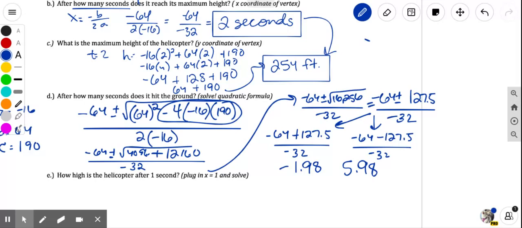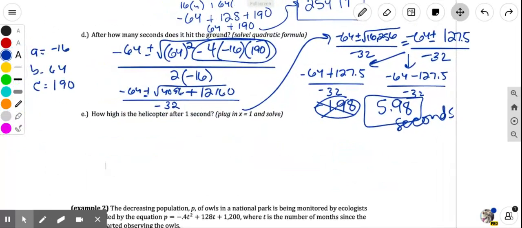So let's think about what this means. The question was, after how many seconds does it hit the ground? So could we have negative seconds? No, it doesn't make sense to have negative seconds. So this is your answer. We would say that it reaches the ground after about 5.98 seconds, or if you said about 6 seconds, that would be okay. So anytime it's asking how long is it in the air or after how long does it hit the ground, that's when you solve it.